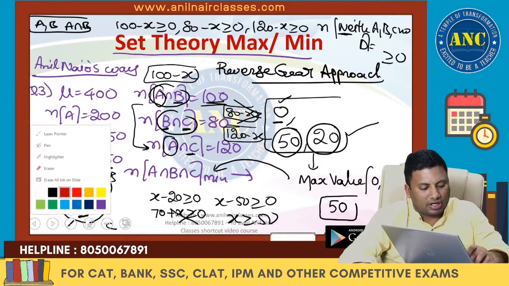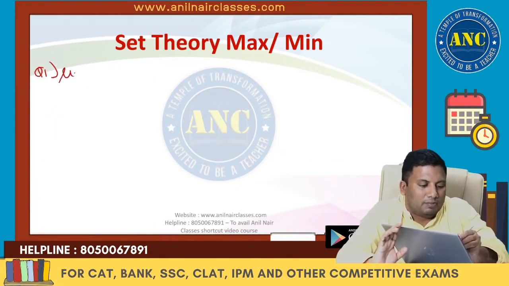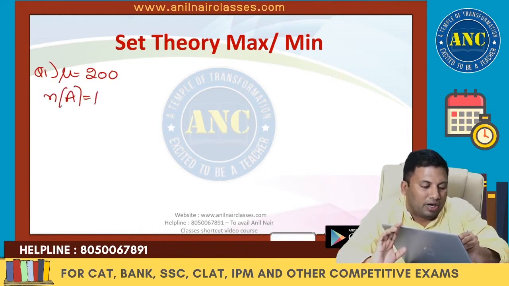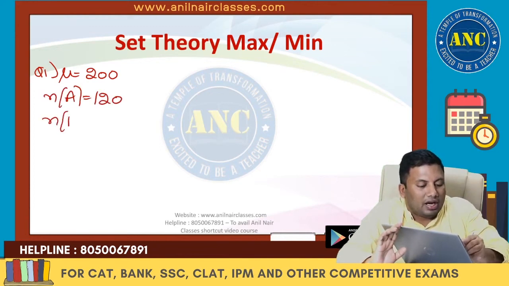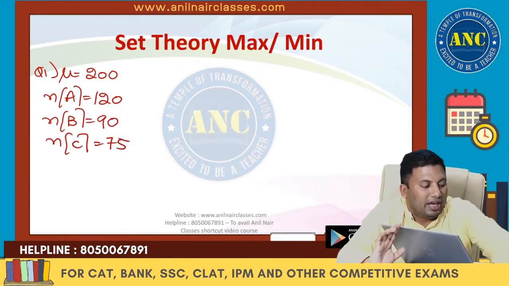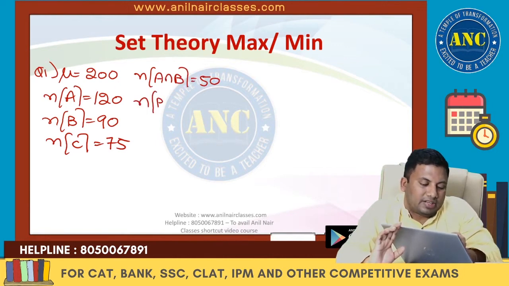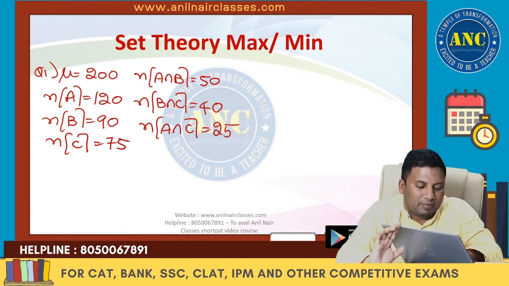Let us do question number 1 also using this one. Question number 1. Mu is nothing but 200. N of A is nothing but 120. N of B is nothing but 90. N of C is nothing but 75. N of A intersection B is nothing but 50. N of B intersection C is nothing but 40. N of A intersection C is nothing but 25.